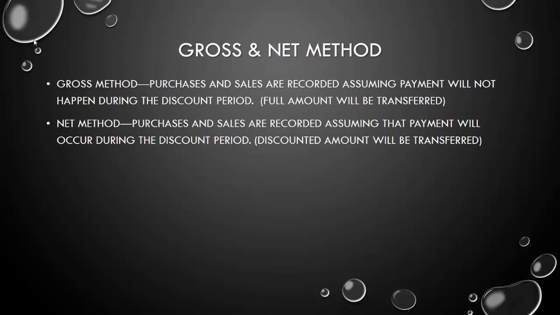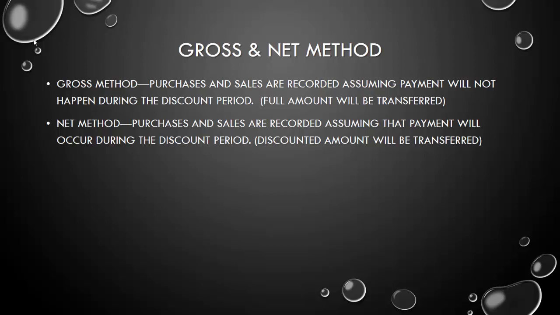The options that we have here are called the gross method and the net method. The gross method is assuming that the discount is not going to happen. So if you're making a purchase and you're recording under the gross method, you're assuming that you're not going to pay within the discount period. If you're making a sale and you're using the gross method, you're going to assume the person that you're selling to is not going to pay within the discount period.